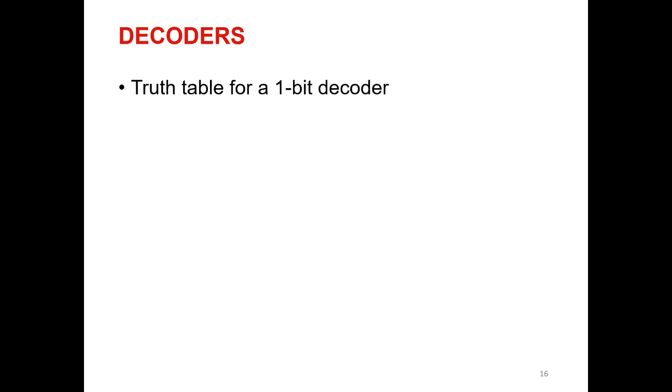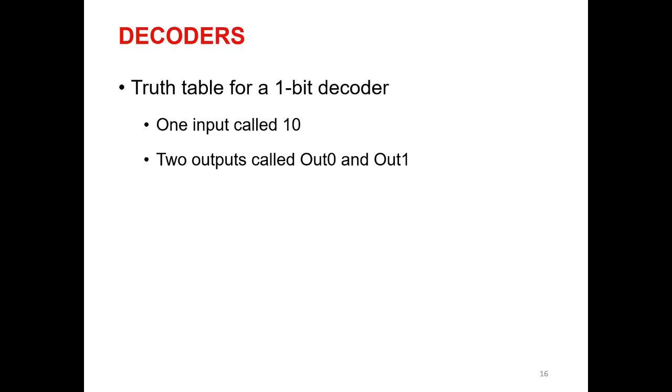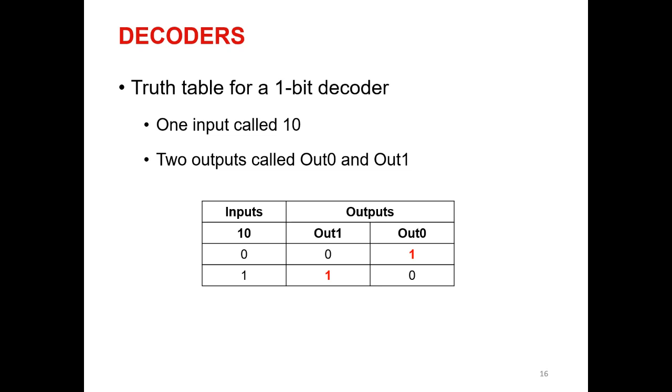So what will be, for instance, the truth table for the previous 1-bit decoder? Imagine we have one input and we call that input I0, and then we have 2 outputs, out 0 and out 1. So the truth table will be as follows. If the input is 0, then the output 0 will be 1 and the output 1 will be 0. So only the output 0 will be true. If the input I0 is 1, only the output 1 will be true.